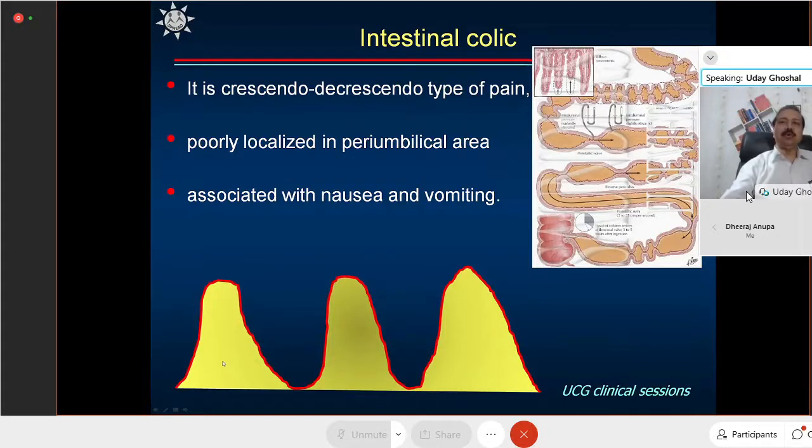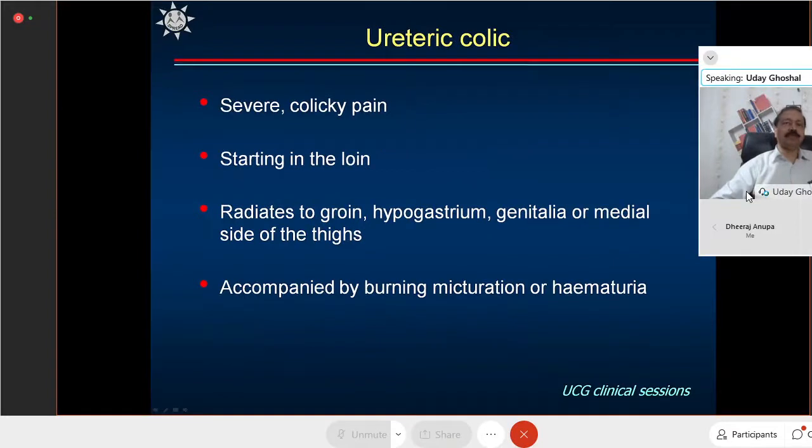It has a crescendo. It has a decrescendo. It has a plateau, but it is not repeated like intestinal colic. This is the answer one wants from you. So ureteric colic: severe colicky pain, starting in the loin, radiates to the groin, hypogastrium, genitalia, and medial side of the thigh. Why is it so?